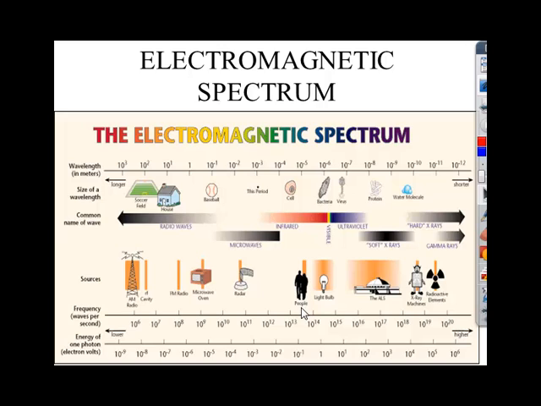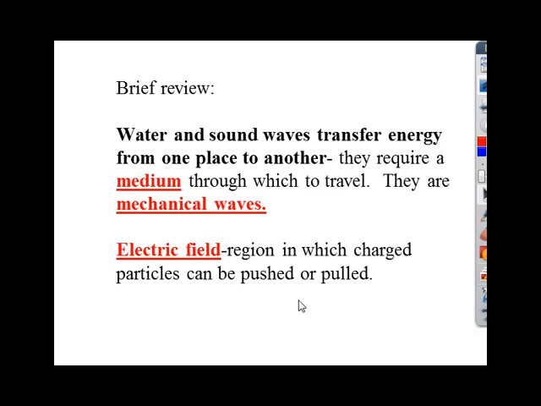Chapter 12 covers electromagnetic waves. We call it the electromagnetic spectrum. Now, you've already been discussing Chapter 10, which is transverse and compressional or longitudinal waves. But we're going to discuss electromagnetic waves, which are slightly different. So as a brief review, let's go through what the difference between a mechanical wave and an electromagnetic wave is.